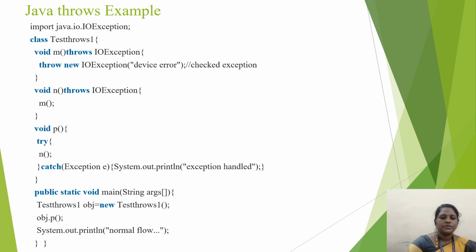So the output of this program is that the exception is handled and the device error occurs. The device error will be displayed in the output, then the exception is handled. This is an example of using the keyword throw. The main difference between throw and throws is that throw is a keyword that throws exceptions explicitly.